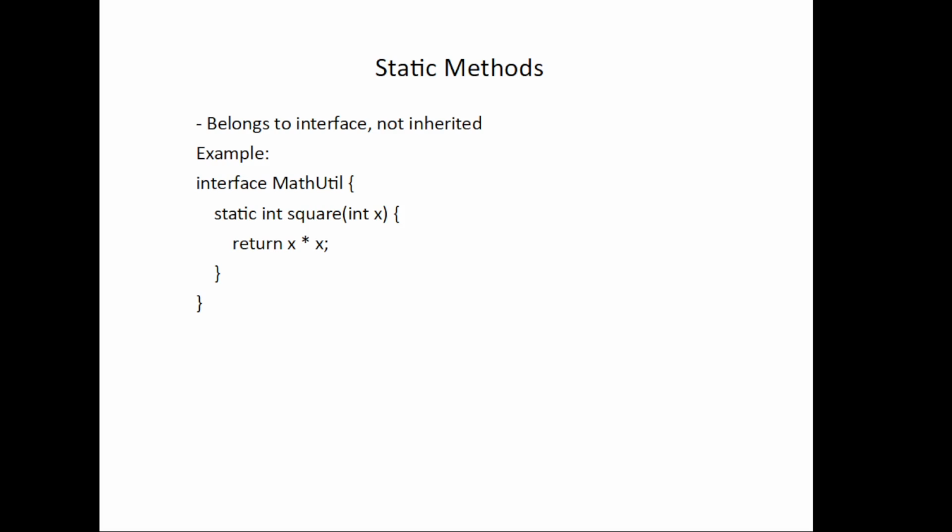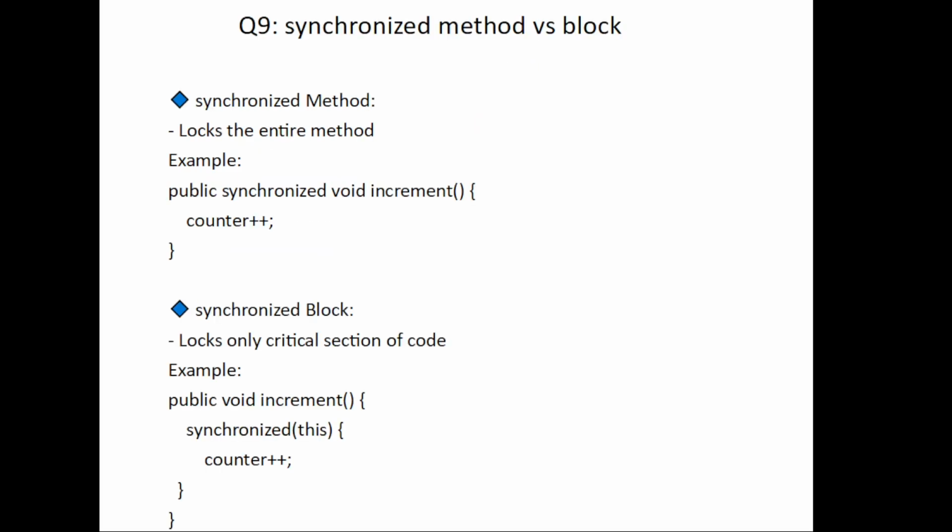So use default when you want to give a common implementation and use static for utility methods related to the interface. So with default and static methods, Java 8 made interfaces much more powerful. Let's see the next question. Ninth question is synchronized method versus synchronized block.